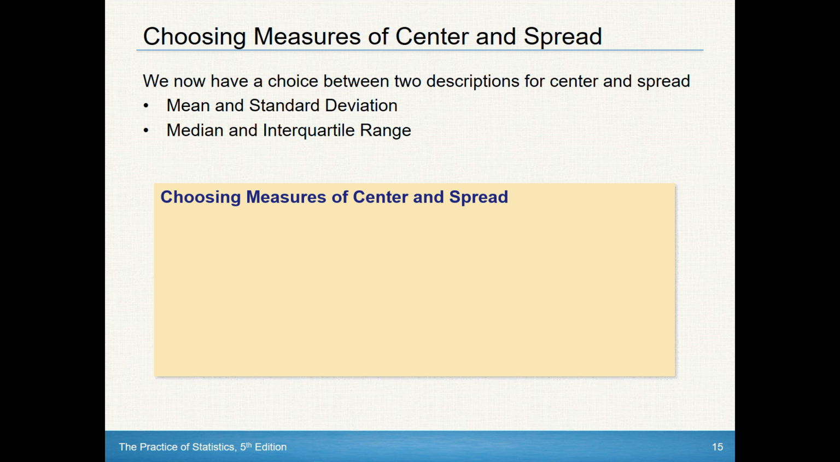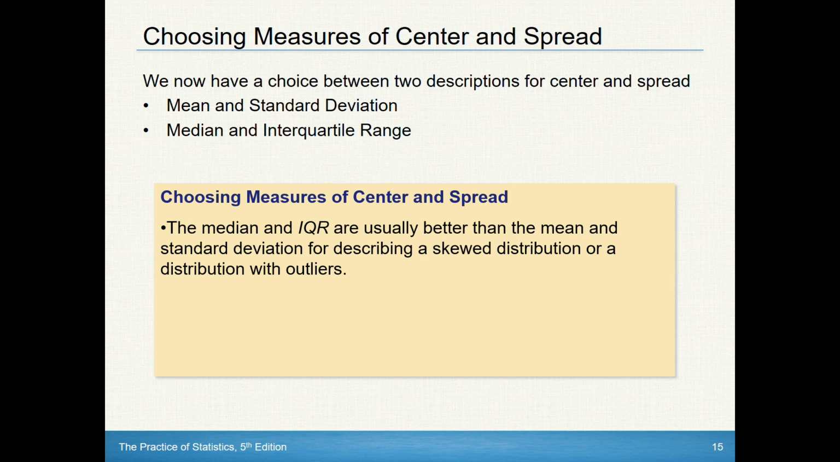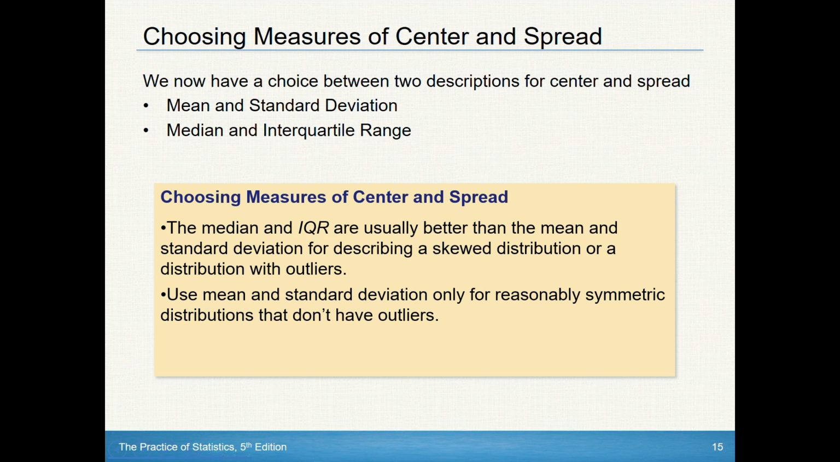If we have outliers or skewness, the mean and the standard deviation are going to be affected by that. We say they are not resistant to outliers or skewness. So if we have a skewed distribution or a distribution with outliers, then we should use the median and the IQR to describe the center and the spread. If we do not have skewness, meaning it's roughly symmetric, and there are no outliers, then you can use the mean and the standard deviation, because those are fine, right?